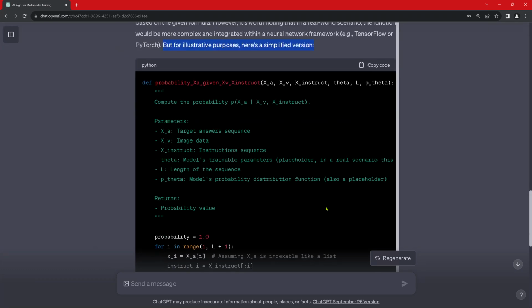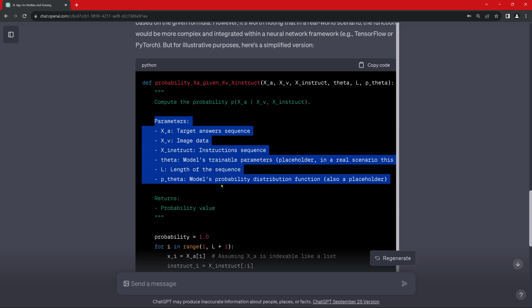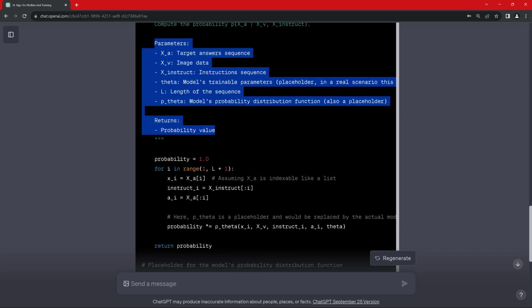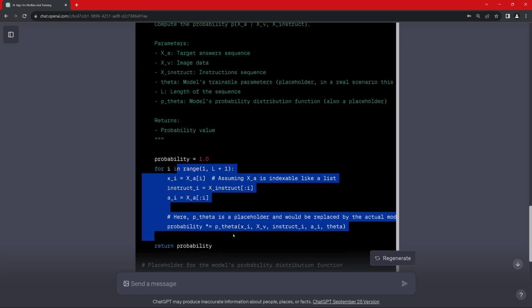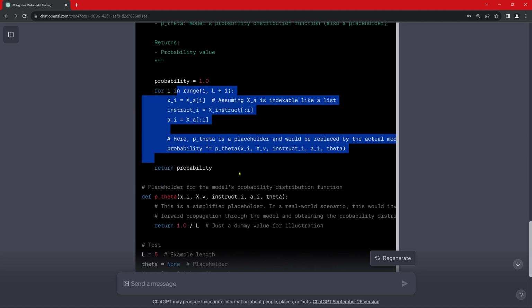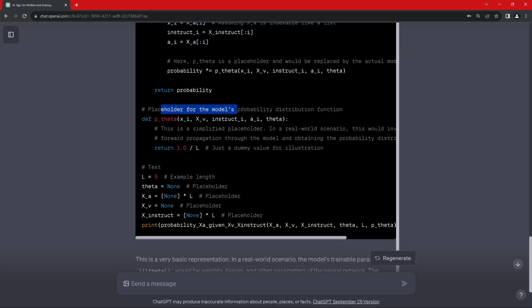And here is the Python code. I am not gonna believe it. Look, he defines a function, probability XA, given here the X instruct. He tells me what he is gonna do. He tells me all the parameters that are extracted from the content of the image. He finds out what are the input parameters, the return parameter, probability value. He sets here an initial value, has here our p theta function, and returns the probability. And then he says, yeah, placeholder for the model probability distribution function. Define p theta, simplified placeholder, whatever, just a dummy value.